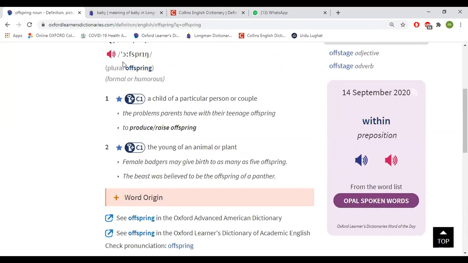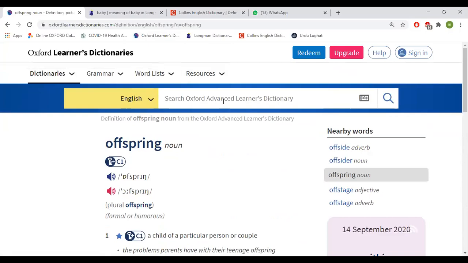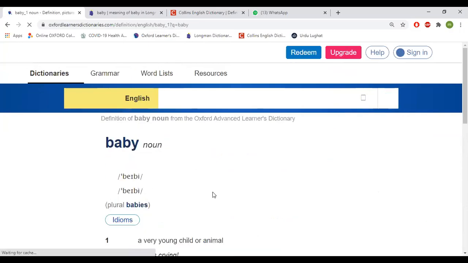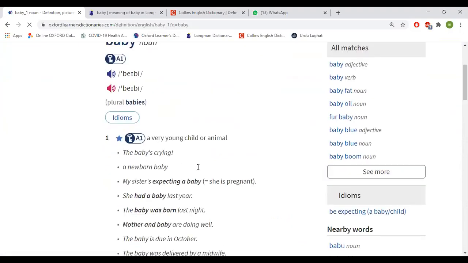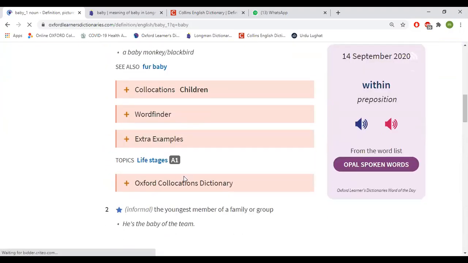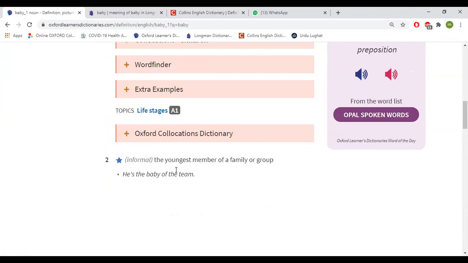इस तरह से आपको और भी बहुत सारे वर्ड्स ऐसे मिलेंगे जिनके बारे में आपको डिक्शनरी बता रही होगी. फॉर एग्जांपल, मिसाल के तौर पर बेबी. When we tap this word, you can see over here it has many meanings. Meaning number one, simple baby child. स्मॉल चाइल्ड. दूसरा जो है आपके पास द यंगेस्ट मेंबर ऑफ अ फैमिली और ग्रुप. So when you want to take the second meaning, it means the youngest member of a family or group. So it means that you are using it informally.